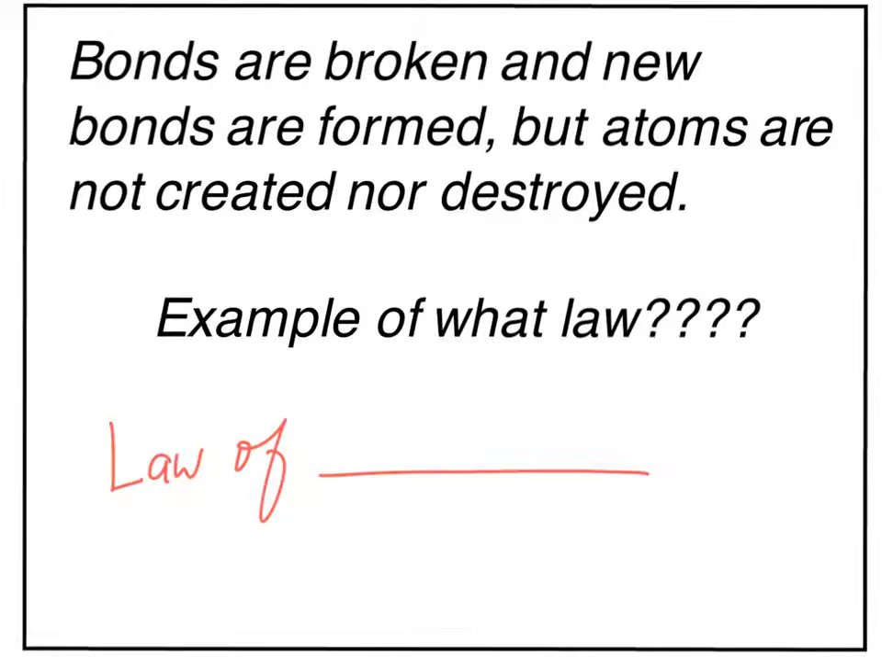So in order for a chemical reaction to take place, bonds are broken and new bonds are being formed. And this is an example of what law? Does anybody remember? We talked about this in chapter 2. What we start out with is basically the same atoms that we're going to end up with. They're just rearranged to make something new, like a different compound. So this is the law of conservation. The law of conservation. And we're going to talk more about this.